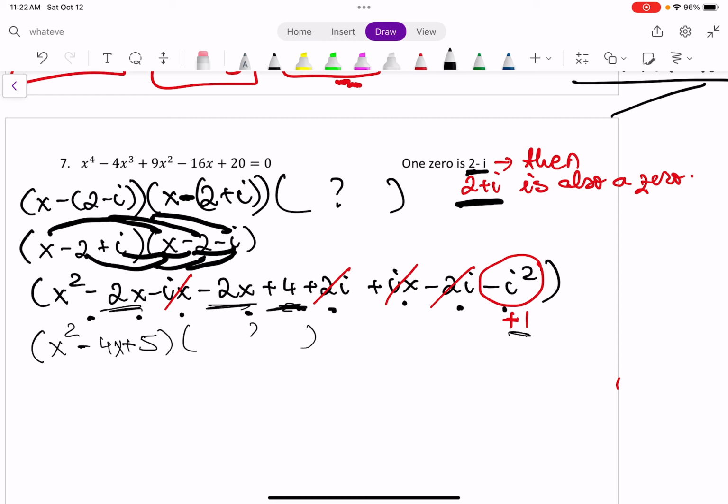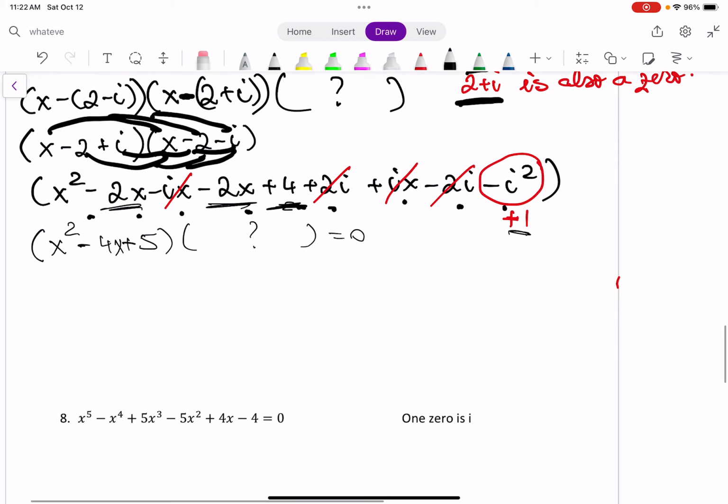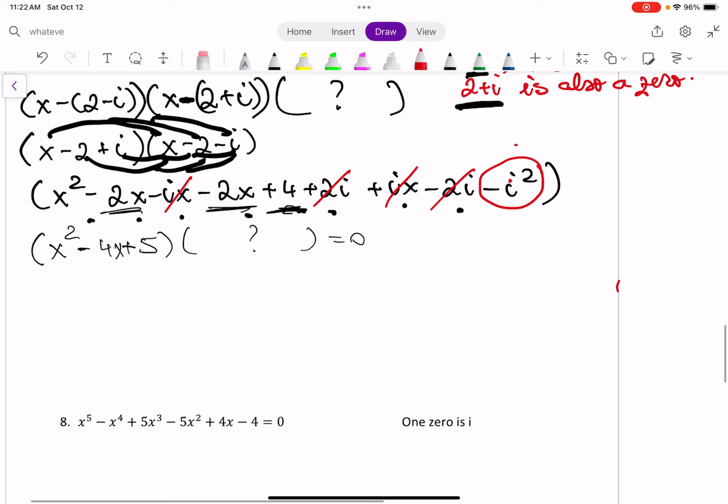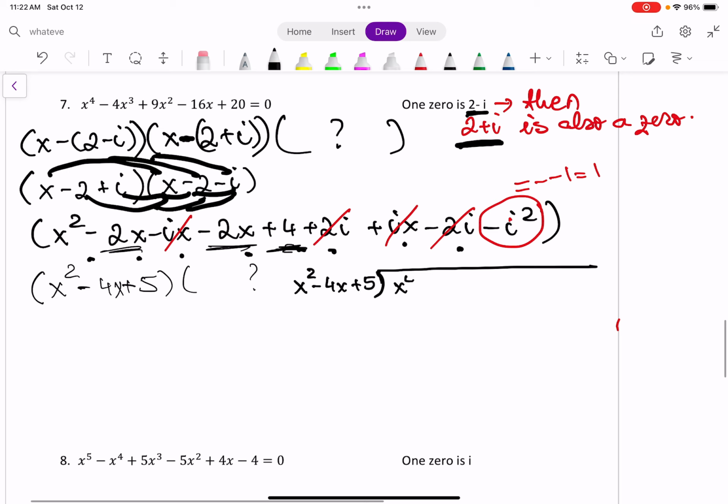Okay, so I still need the leftover quadratic in order to finish solving this equation. So I'm going to have to use long division to finish up this problem. Okay. So I'm making myself a little bit of room here. So how many times does x squared minus 4x plus 5 go into x to the 4th minus 4x cubed plus 9x squared minus 16x plus 20?